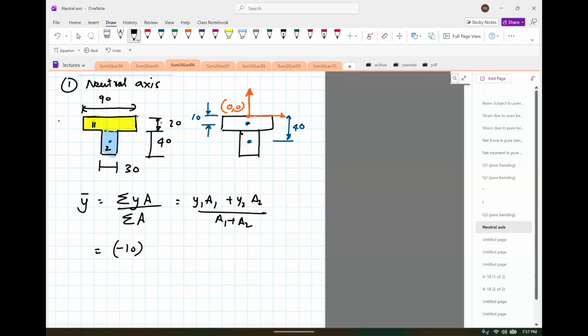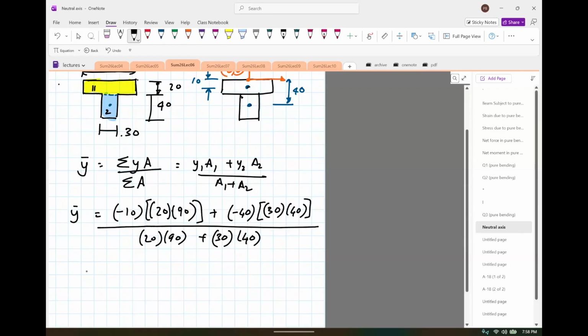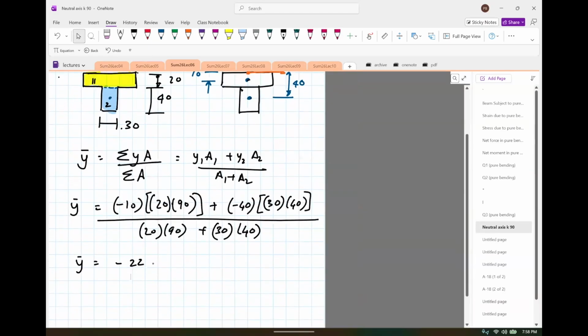Times A1. So A1 is this area, so it's 20 times 90. Plus this distance is minus 40, and then the area is 30 times 40, divided by the total area. So it's 20 times 90 for area 1 and 30 times 40 for area 2. Okay, so plugging in the values, you will see that it comes out to be minus 22. And I think I'm using millimeters? Okay, it comes out to be 22 millimeters.